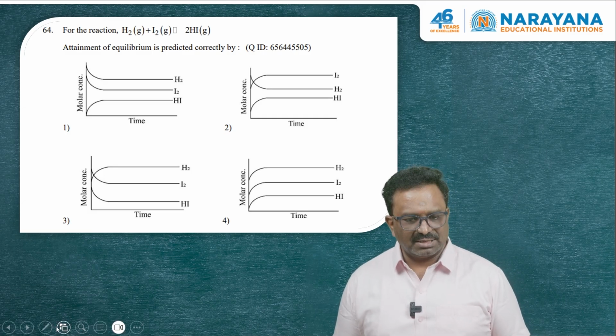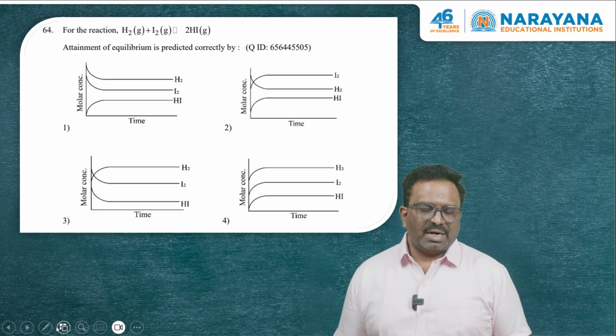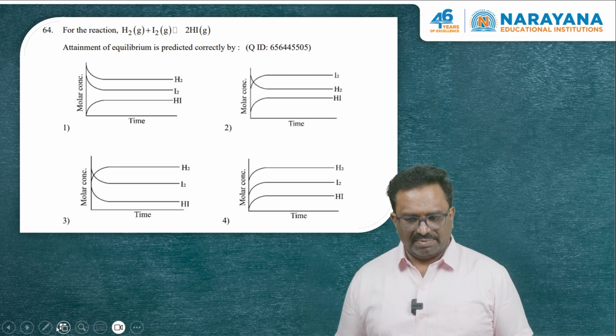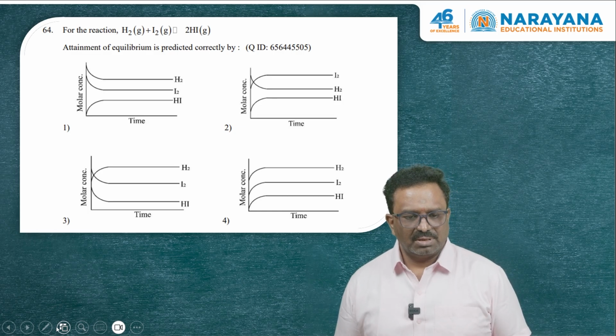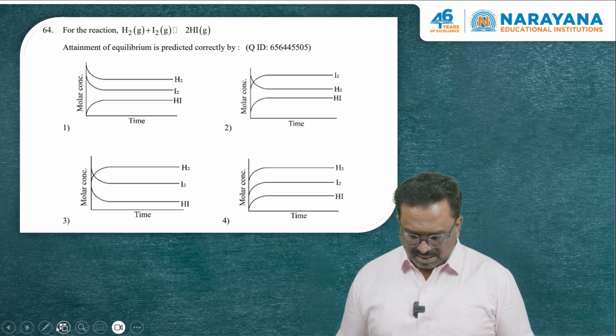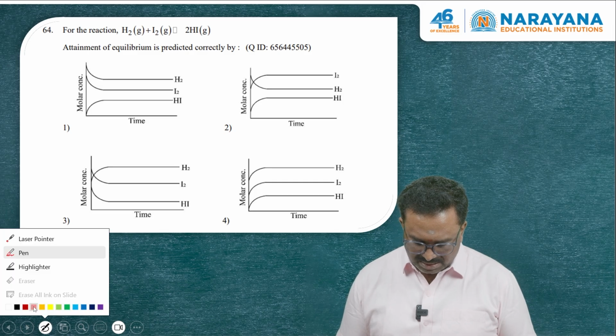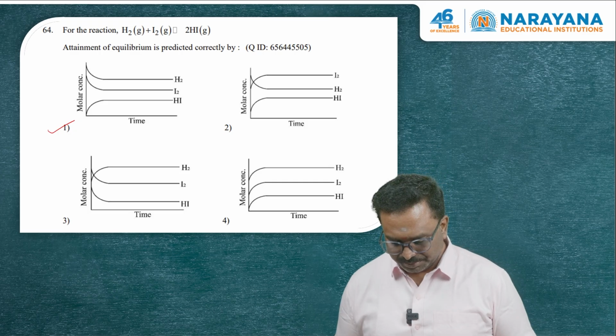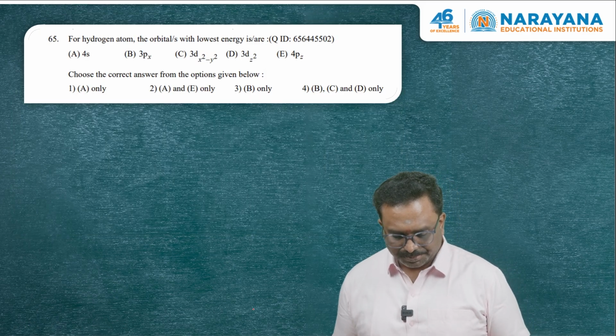Concentration of reactants decreases and that of the products increases. But at equilibrium, the concentrations of reactants and products remain constant. H2 and I2 both are reactants, so their concentrations from the given position have to decrease and HI has to increase. Among the given options, this is validated only in the first option.